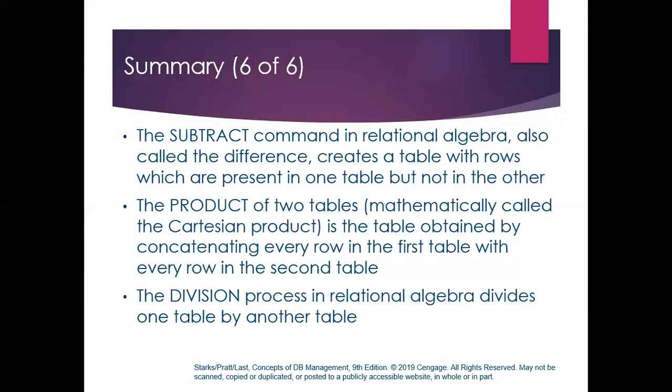The product of two tables, also known mathematically as the Cartesian product, is the table obtained by concatenating every row in the first table with every row in the second table. The division process in relational algebra divides one table by another table.